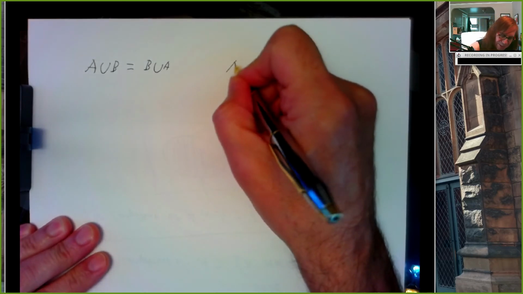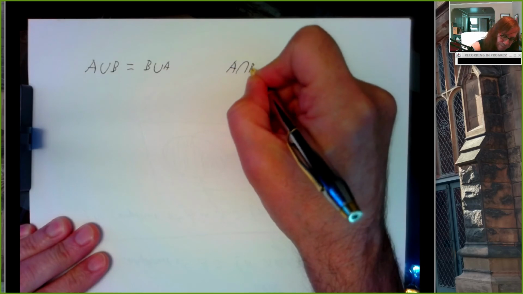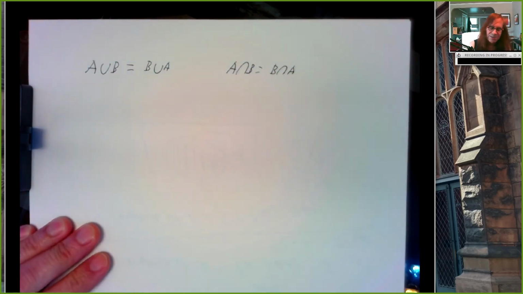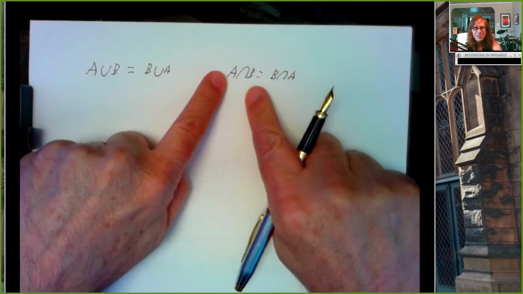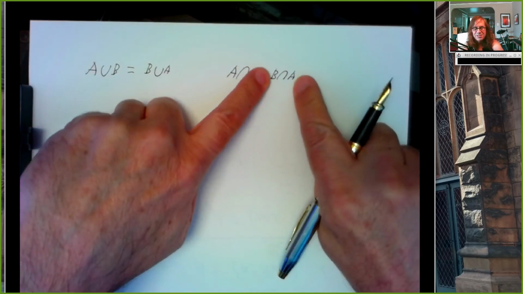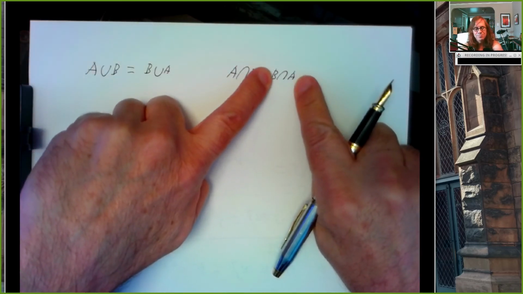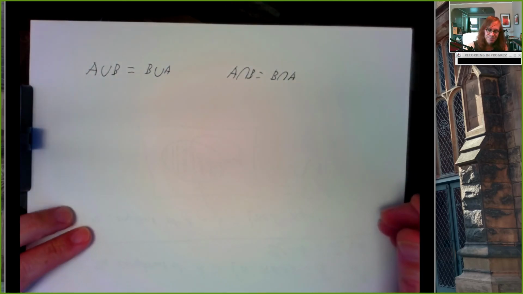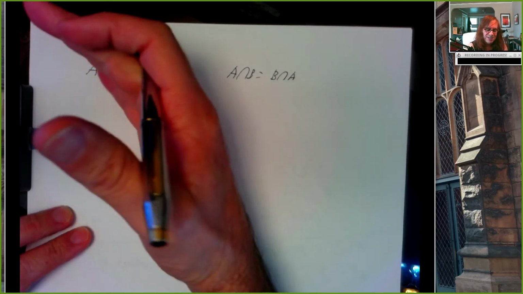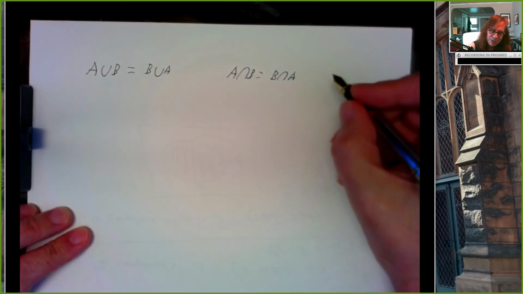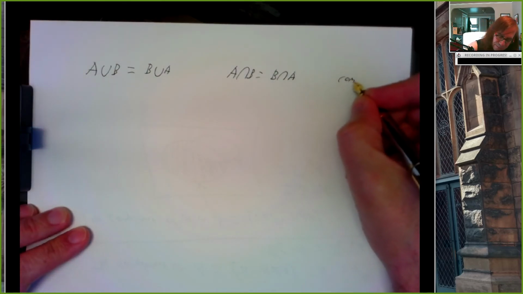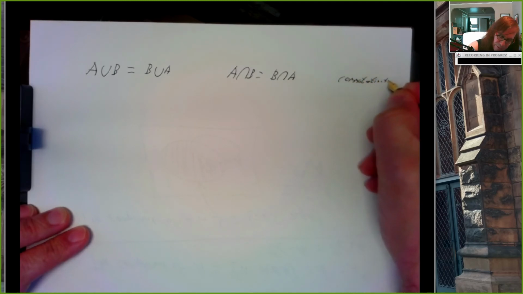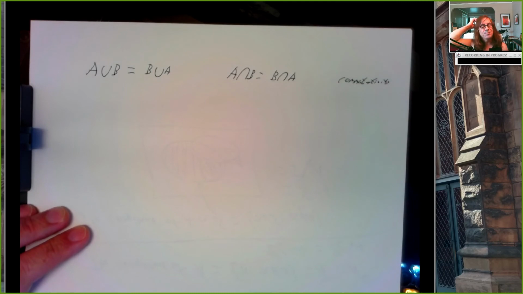And similarly, if we do an intersection, the order doesn't matter there either. This is the set of things that are in A and B. This is the set of things that are in B and A. Right? It's going to be the same set in the end. So we say that the union and the intersection operations are commutative. Or this is the commutativity property.